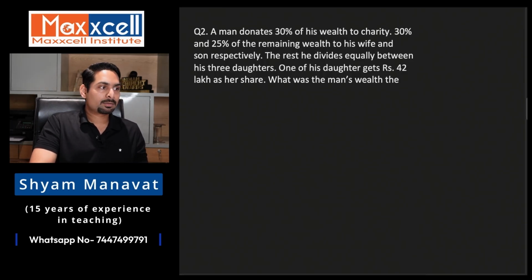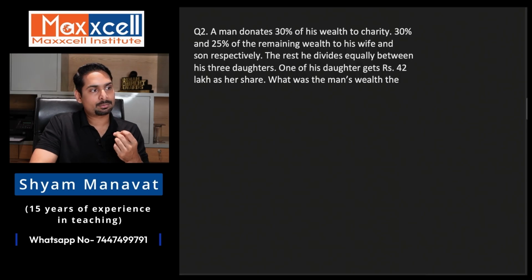A man donates 30% of his wealth to charity, and 30% and 25% of the remaining wealth to his wife and son respectively. The rest he divides equally amongst his 3 daughters. One of his daughters gets 42 lakh rupees as her share. What is the total worth of this man?